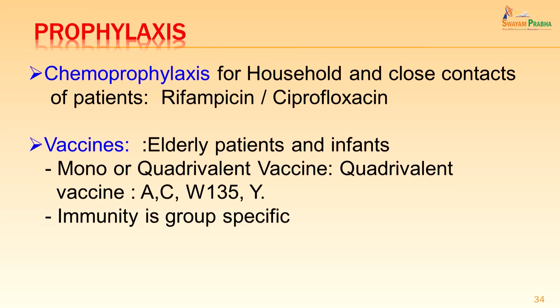The quadrivalent vaccine consists of types A, C, W135 and Y. However, immunity is group specific, and a patient can still be infected with one of the other 8 types of Neisseria meningitidis which are there. So, with that we have completed the picture of Neisseria meningitidis.